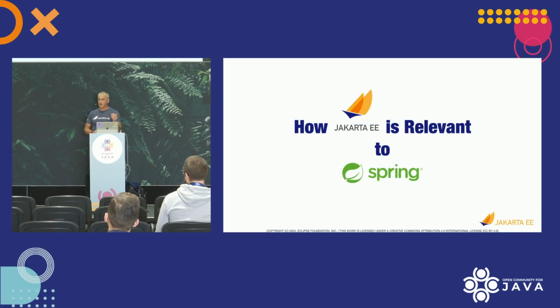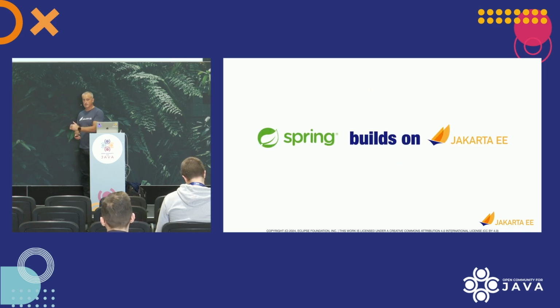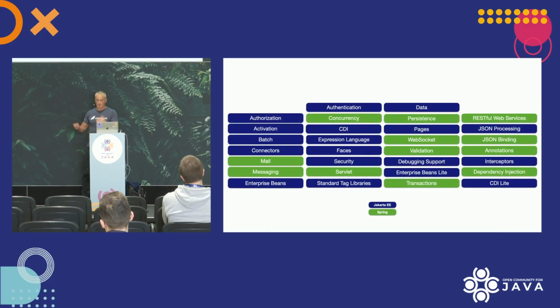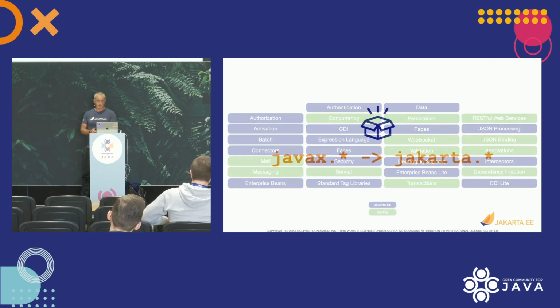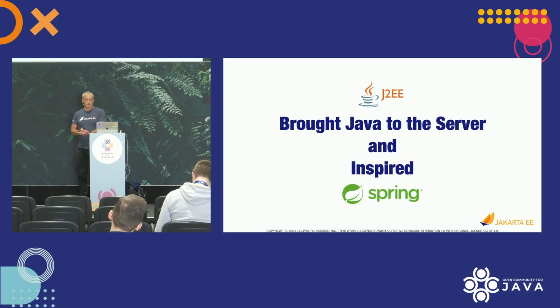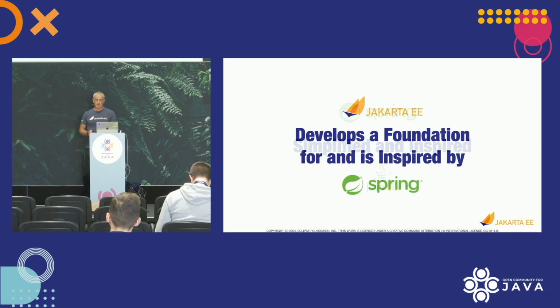I hope this gave you a little understanding how Jakarta is relevant to Spring and vice versa. Because as we said in the beginning, Spring builds on Jakarta EE. If we lay it over, you'll see that it's about half the specifications are more or less directly or indirectly used by Spring Framework. And if nothing else convinced you, it's the namespace change from javax to Jakarta. So J2EE brought Java to the server and inspired Spring. Spring simplified and inspired Jakarta EE. And Jakarta EE develops a foundation for and is inspired by Spring.